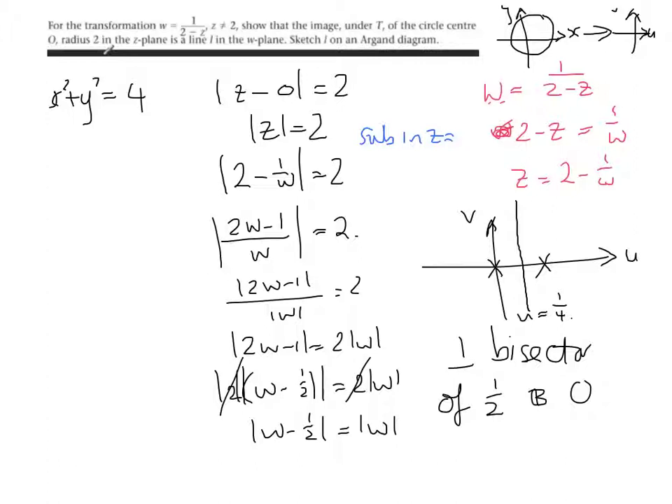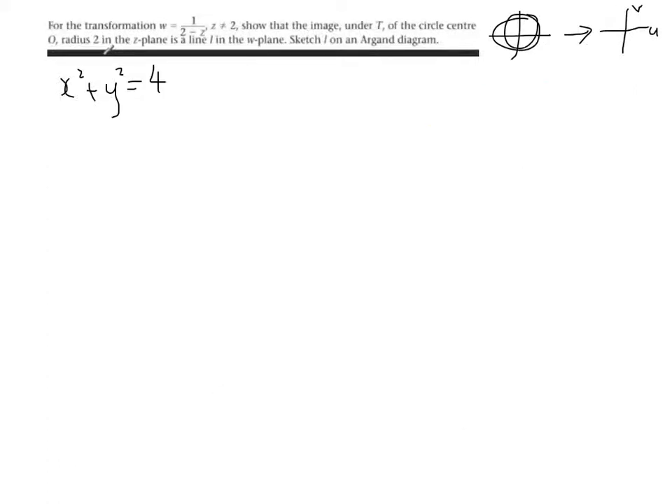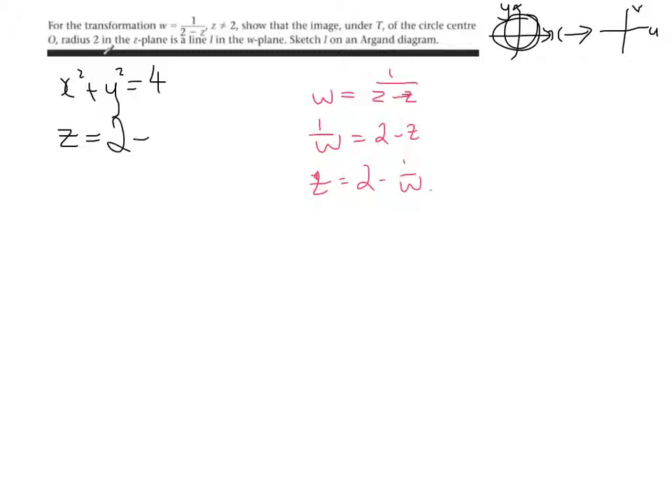Okay, I'm going to try it the other way because I'm brave. Right, what do we know about? We know about z. We know about the z plane. So we start by writing z equals. Oh, I've rubbed out the work. I'll have to do it again. w is 1 over 2 minus z. Sorry, this will be boring for you. You can skip this bit because you've already done it. 1 over w is 2 minus z. So z equals 2 minus 1 over w.